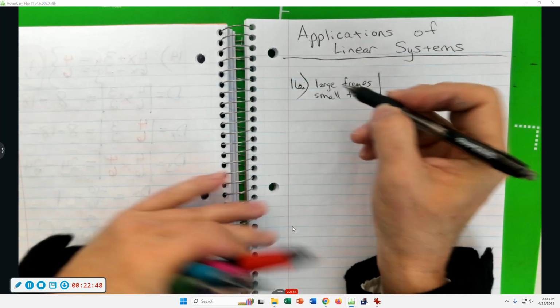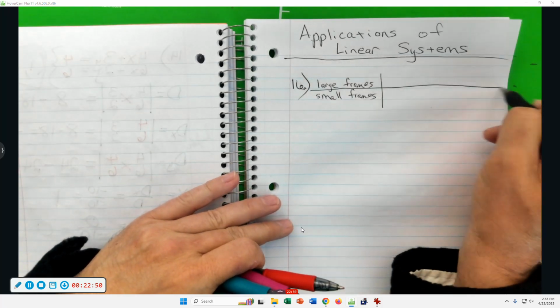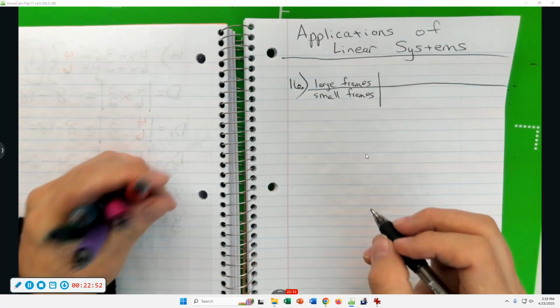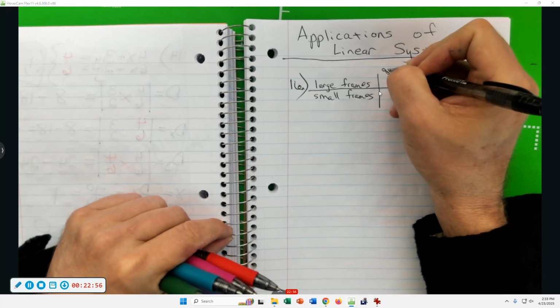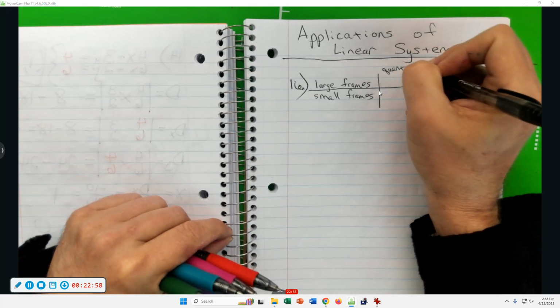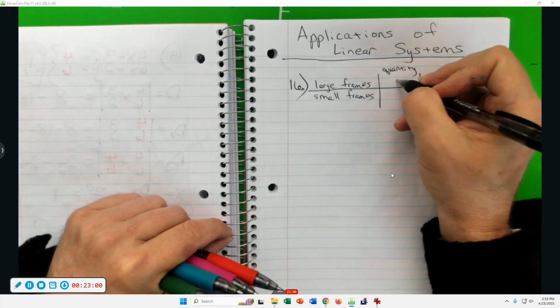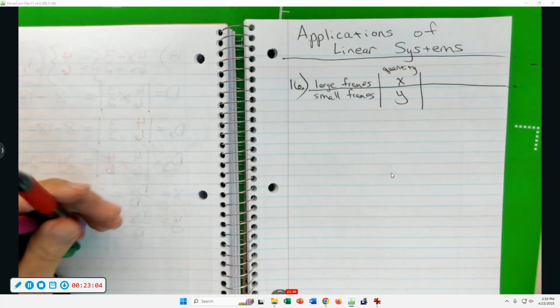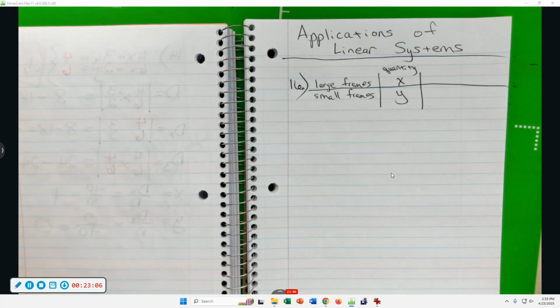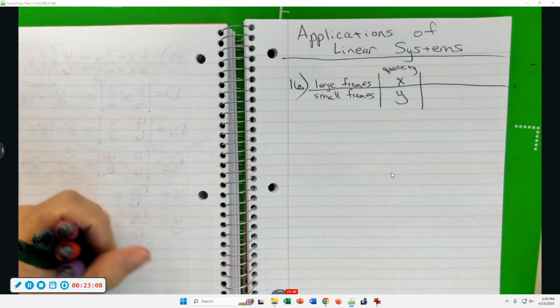I'm making a little table here, and the thing we don't know is the number. I'll say the quantity. How many did she buy? How many of each type? She bought X large frames, we'll say, and Y small frames, because those are the two numbers we don't know. We'll label them X and Y.